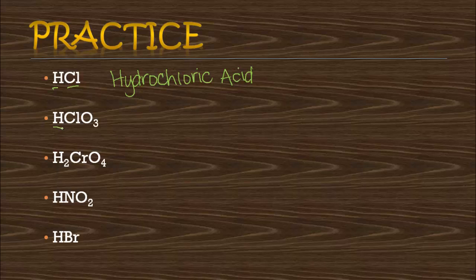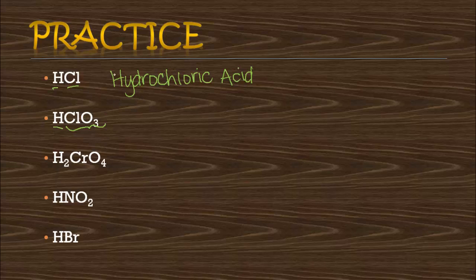I have H, and then I have ClO3. So I don't have just one element, but I have 2. So I know I have a polyatomic ion. If I look on my pink sheet, I look up ClO3, and I see that the name is chlorate. So it ends in ate, so I am going to change the ending to ic.